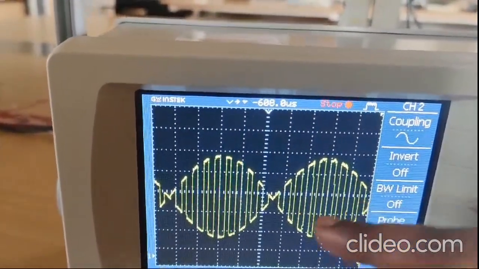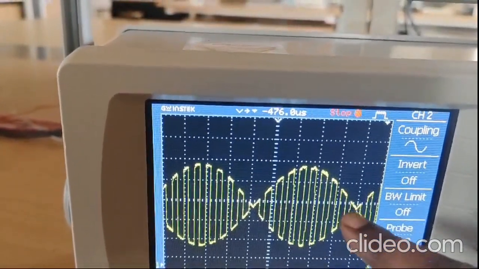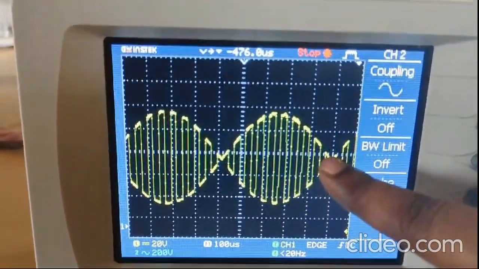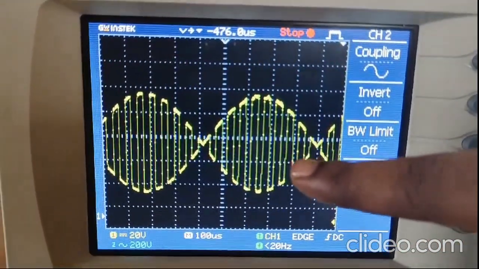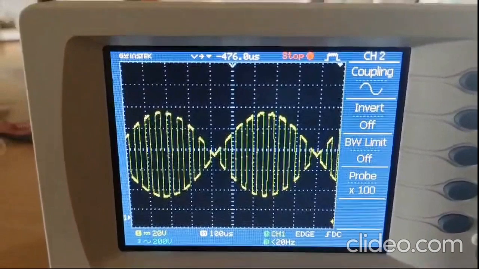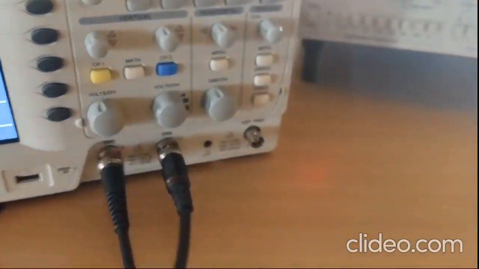Here we can observe the double suppression of the carrier seen at both ends, and we have a phase reversal happening here. So the phase reversal and carrier suppression are happening here. This is how a balance modulator or ring modulator waveform looks like. Thank you.